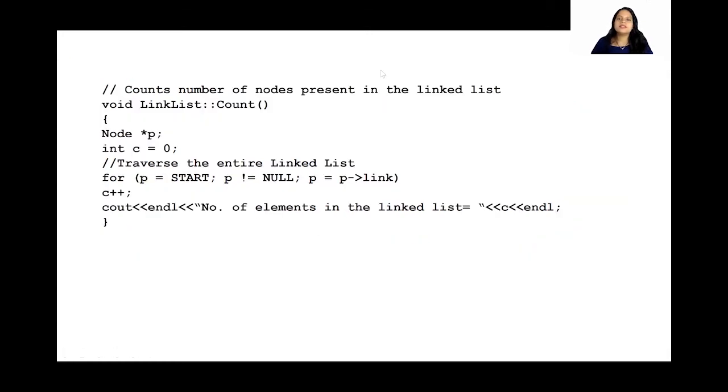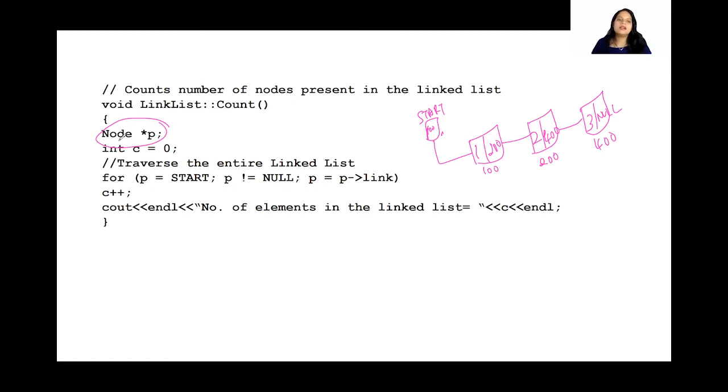So the next function is to count. Here we are counting the number of nodes present in the linked list. How can we do that? It is very simple. Let us take an example. This is my start. Since we have appended, let me take it as 4 nodes. So this is my 100, 200, 400, and this is null, right?